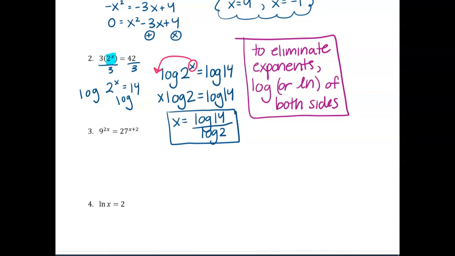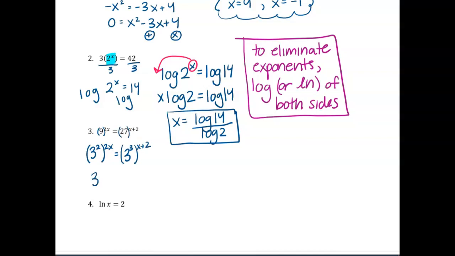Number 3, we've done problems like this before. So we're looking for a common base. Right now I have a 9 and a 27, and I can write both of those in terms of 3s. So I'm going to replace 9 with 3 squared, as if the 9 was in parentheses, and I have a 2x out here. 27 is the same as 3 cubed to the power of x plus 2.